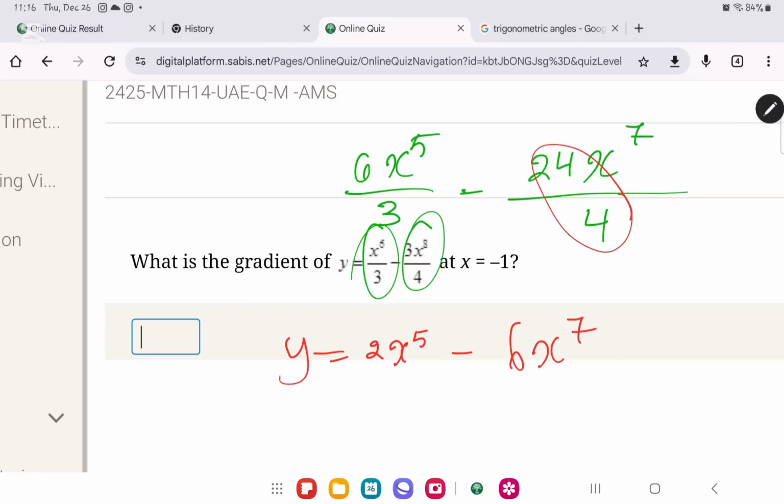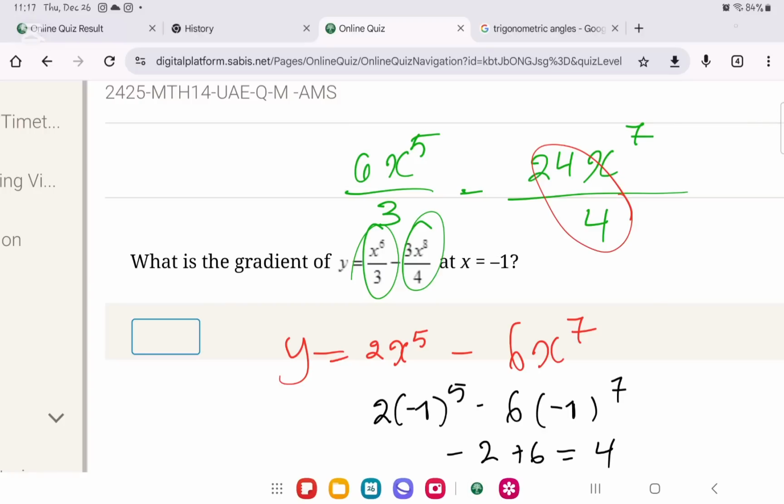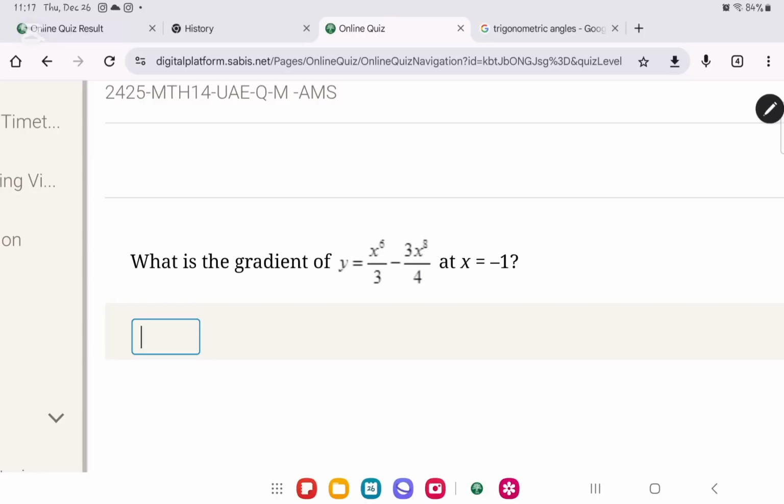Substituting minus 1, we are going to get 2 times minus 1 to the power of 5, minus 6 times minus 1 to the power of 7, which is then minus 2 plus 6, which is, sorry for the voice cracks, I've been recording for an hour and my voice is almost gone, so I apologize, which is 4. So that means the gradient is supposed to be 4. Okay, so over here it is 4.